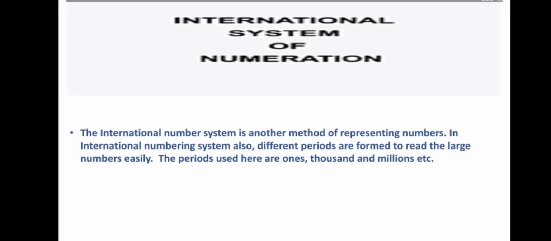International system of numeration. As you all know, there are 2 types of number system. So the international number system is another method of representing numbers. Similar to the Hindu-Arabic number system, in the international numbering system also different periods are formed to read large numbers easily. Generally, the periods used here are ones, thousands, millions, and so on.